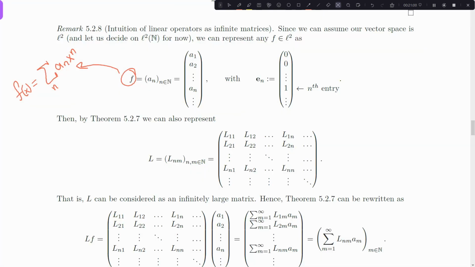We have to calculate the entries of the infinite matrix as L_mn is L e_m, e_n. And I hope I got my order correct. I might have screwed up the order at the bottom. It's either that or the transpose, of course. You can verify above if the order is correct there. And so that's how I calculate each of these entries, as an inner product with the basis elements.